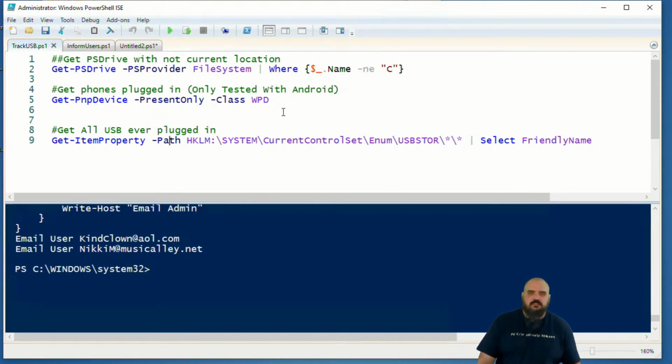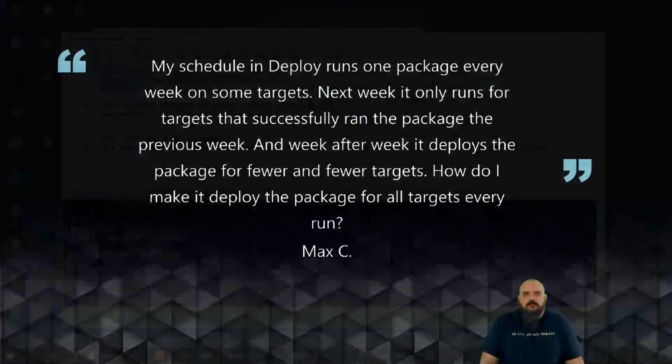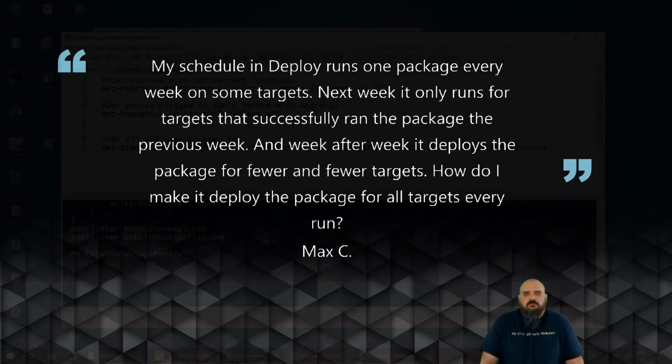All right, let's go to the questions. Hey, Jordan, my schedule in Deploy runs one package every week on some targets. Next week, it only runs for targets that successfully ran the package the previous week. And week after week, it deploys the package for fewer and fewer targets. How do I make it deploy the package for all targets every run?